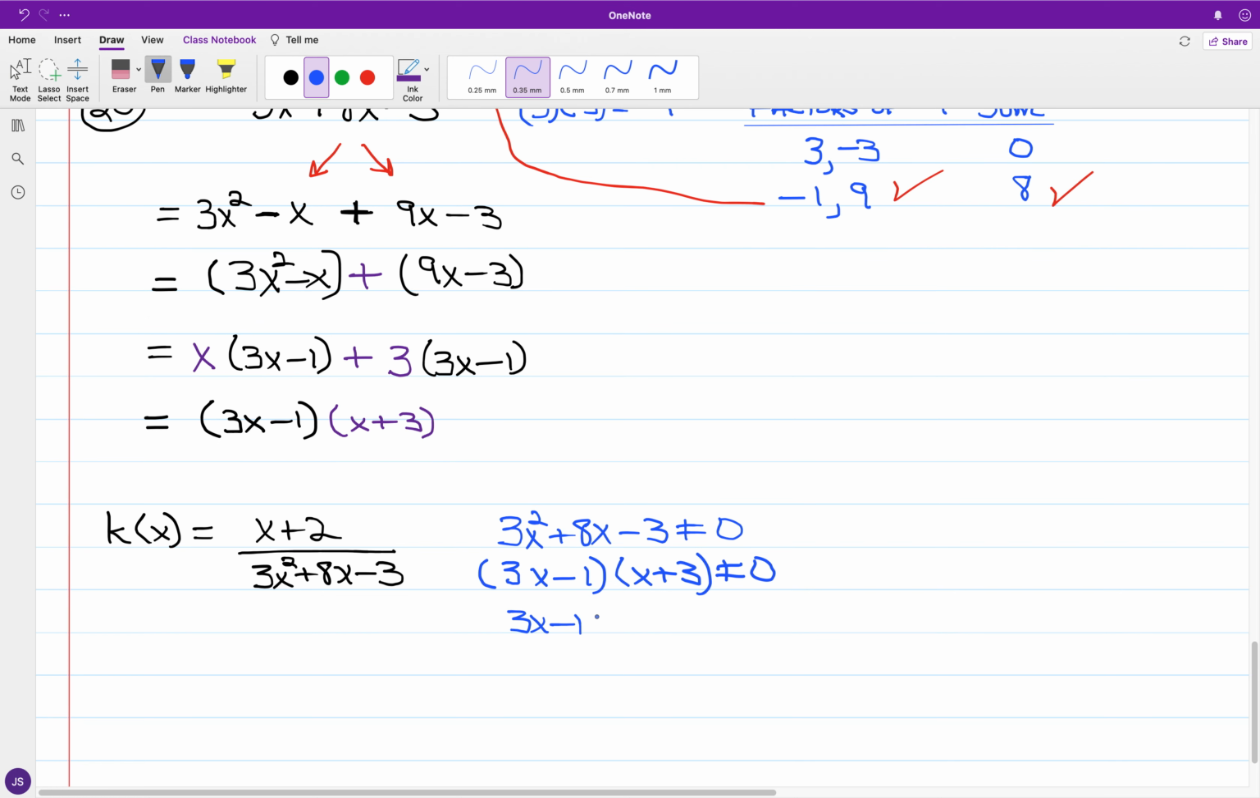And looking at itemizing the factors, 3x minus 1 cannot be 0. So this means that 3x cannot be 1, so we have a non-integer value excluded from the domain. So x cannot be 1/3. And as for x plus 3, x cannot be negative 3.